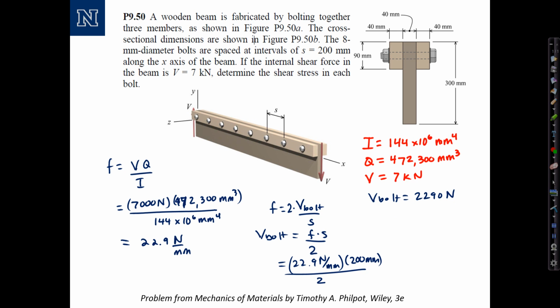The very last step, to compute the shear stress across each bolt, is to divide the force by the area: V bolt divided by the area of the bolt. So we take 2290 newtons divided by the area, which is pi over 4 times the bolt diameter, 8 millimeters, squared. This gives us a value of 45.6 megapascals for the shear stress across each bolt. And that's the answer to the problem. The units are correct, the values are reasonable, and that completes this example.